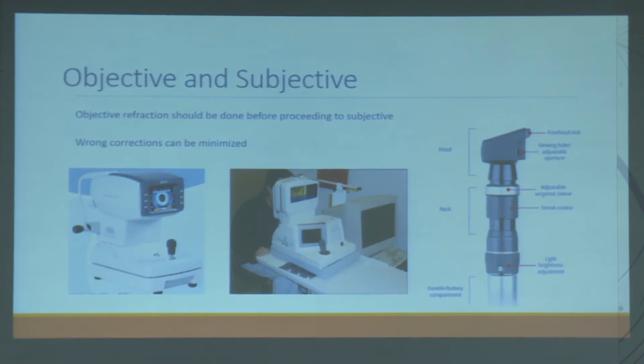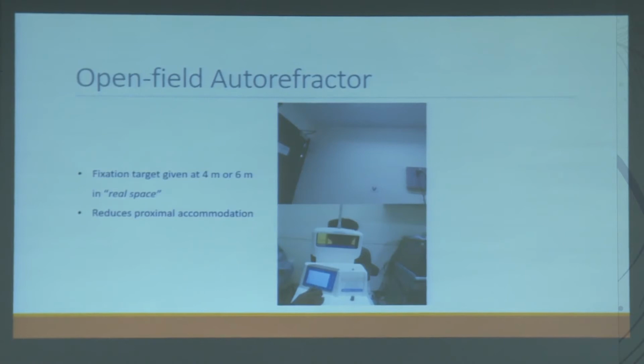So to take care of that, there is something called an open field autorefractometer. It's not very popular, and it's a bit costly as of now. With the open field autorefractometer, the fixation target is set at 4 to 6 meters, so that the component of accommodation doesn't come in, and your conventional autorefractometer problem, like the proximal accommodation problem, will be taken care of if you make use of an open field autorefractometer.